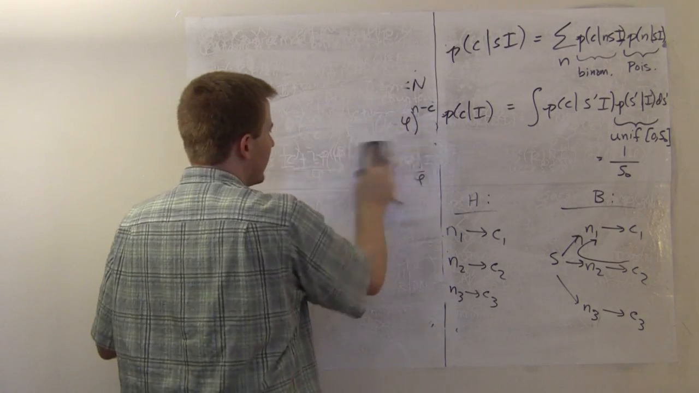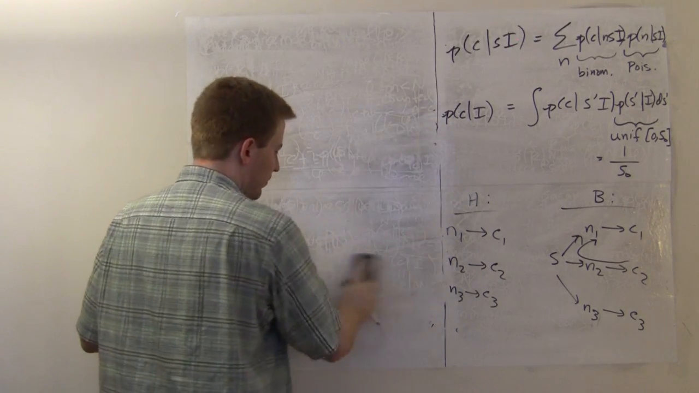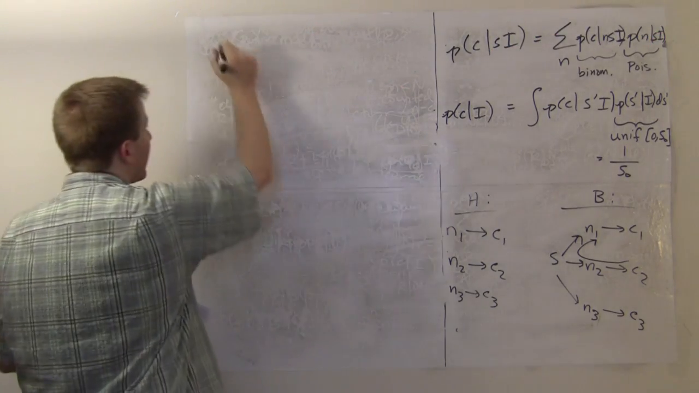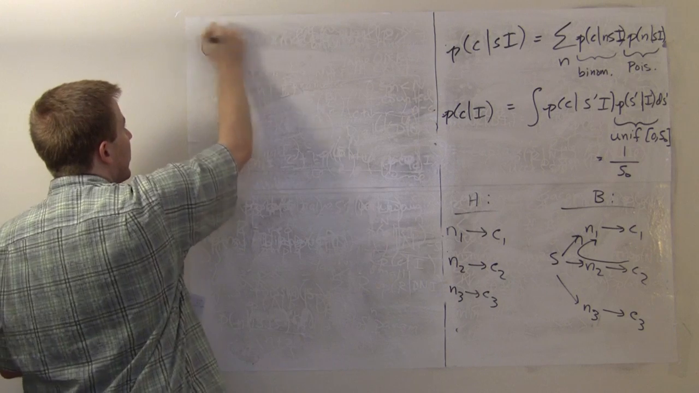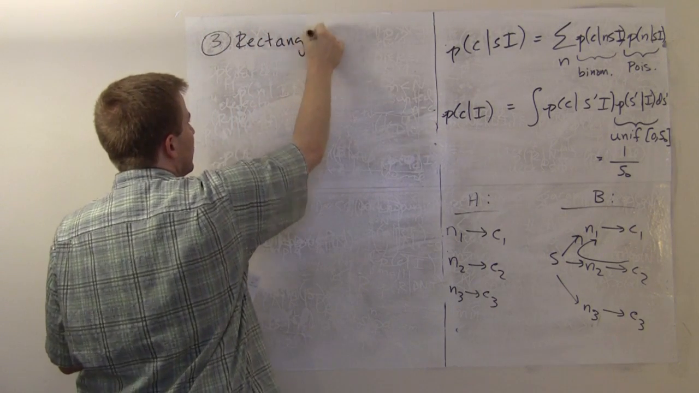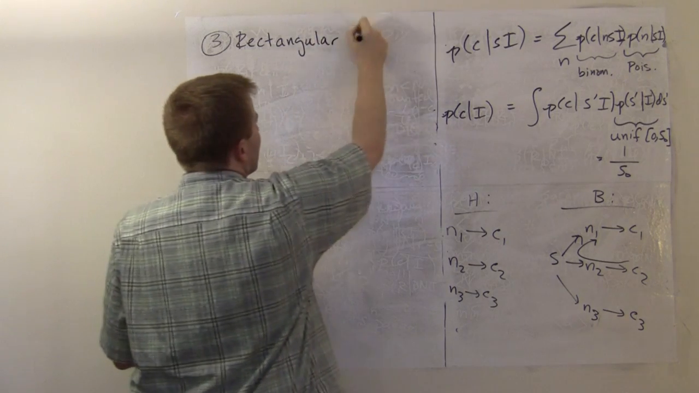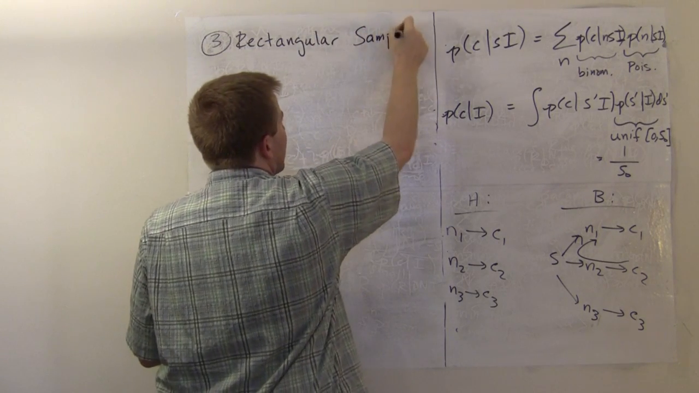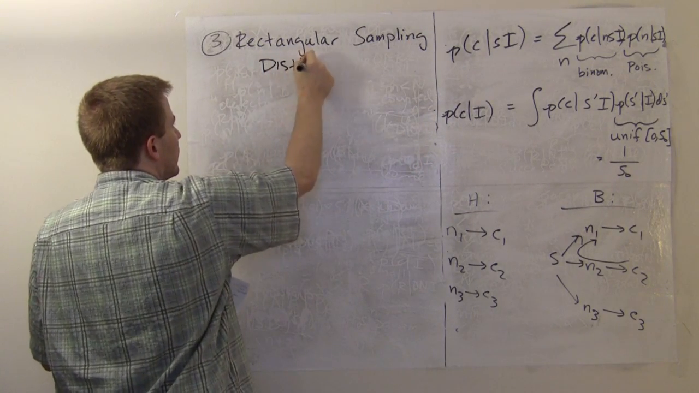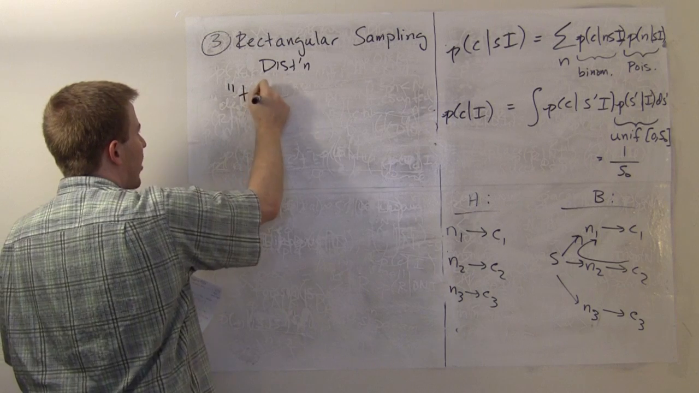So the last class of examples that Jaynes talks about, and I wanted to go through a little bit, is what he calls the rectangular distribution, or rectangular sampling distribution problems, or the so-called taxicab problem.